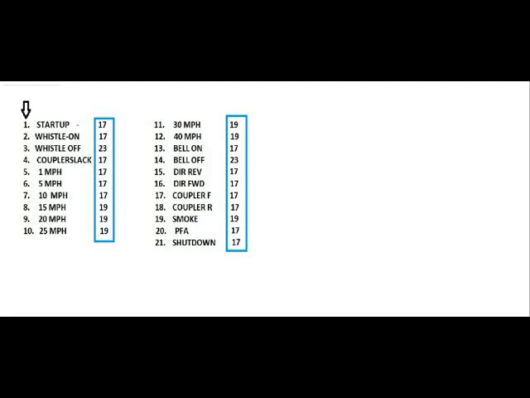And you can see the startup command is 17, but you can see the whistle off and the bell off commands are 23 bytes long. Once you go over 10 miles an hour, 15, 20, 25, 30, and 40 are 19 bytes long. And mostly the remainder of them are 17 bytes long.